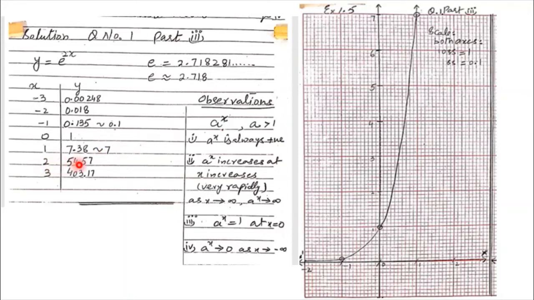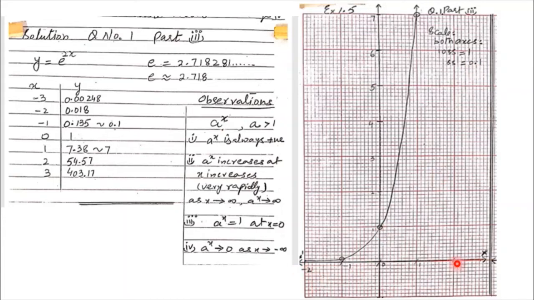Then at x equals to 2, the value is 54.7. At x equals to 3, the value is 403. You can see all these values are very high. I am going to plot only these three values. For these three values, I have taken this scale: 10 small squares equal to 1, or 1 small square equal to 0.1.